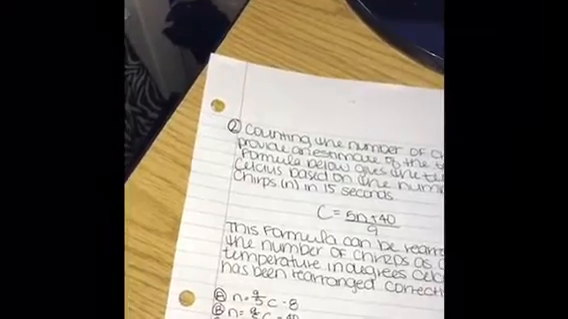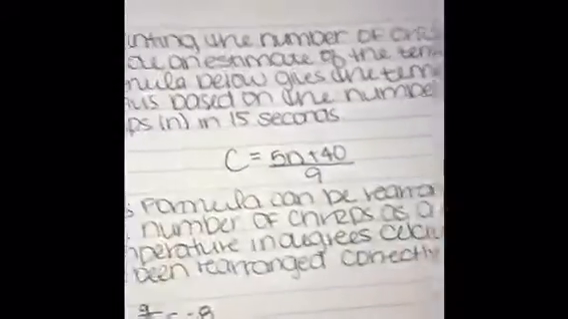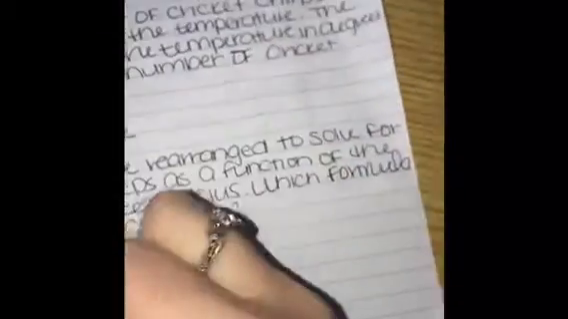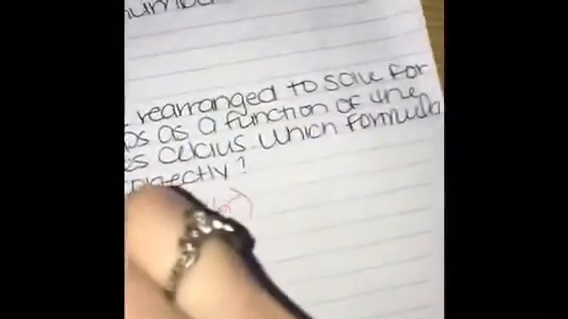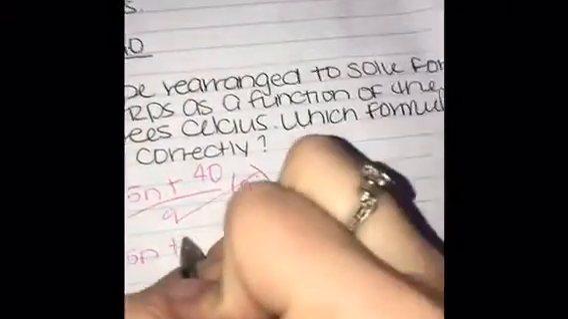Since we'll be solving for n, the first step in this would be to just go ahead and multiply both sides by 9 so we can cancel it out on this one side. So we'll write it down here. C equals 5n plus 40 divided by 9. So we'll multiply this side by 9 so it'll cancel, then multiply this side by 9. So we now have 9C equals 5n plus 40.